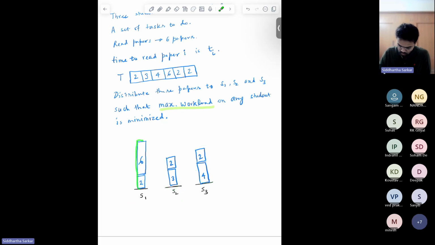So the max load is on S1, and we wanted to minimize this load. Let us say the load on student I is denoted by Li. What I want to minimize is the max load over all students. All right. Is the question clear?